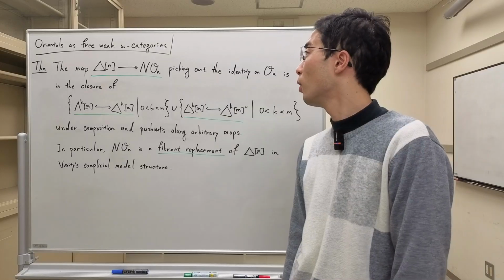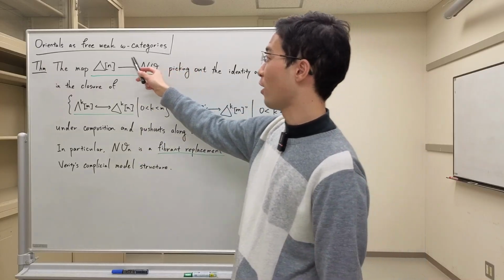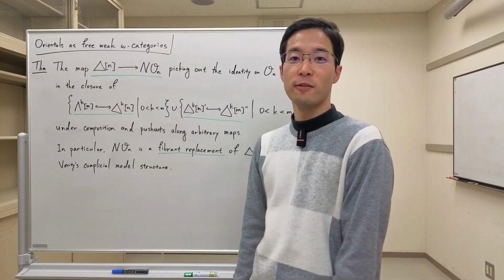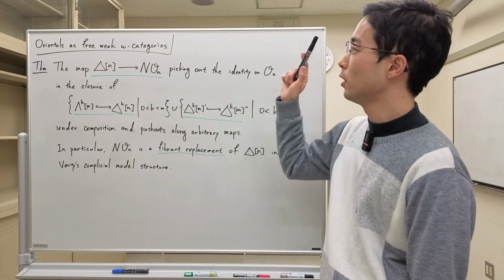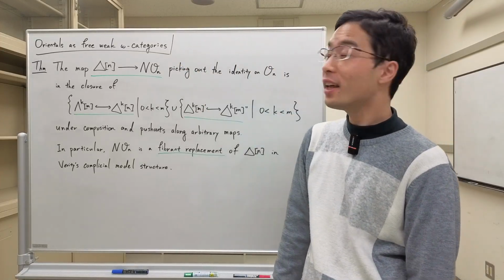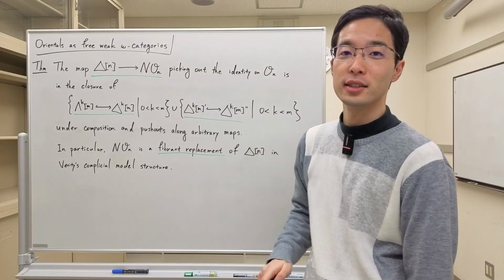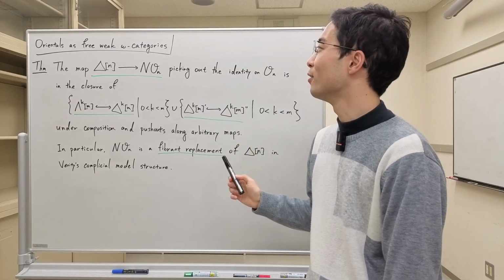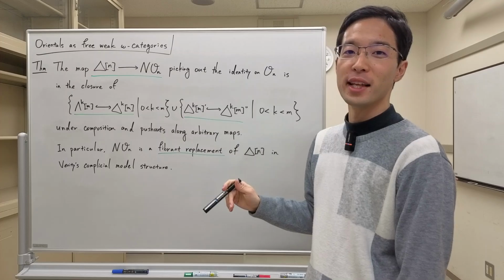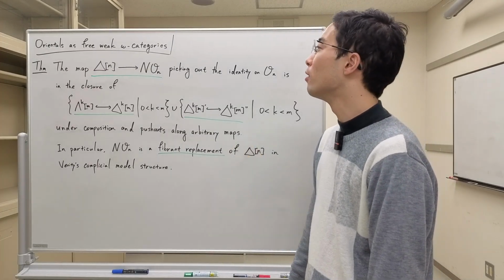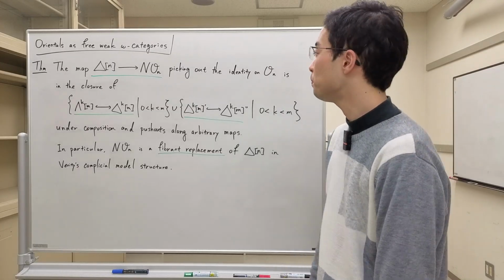Right, in this video I will talk about one of my papers, and this is the title of that paper: The Orientals as Free Weak omega categories. Well, the Orientals were defined as the free strict omega categories on the simplices, although I guess I didn't quite say what free means in that context, but if you're interested, you can read Street's paper.